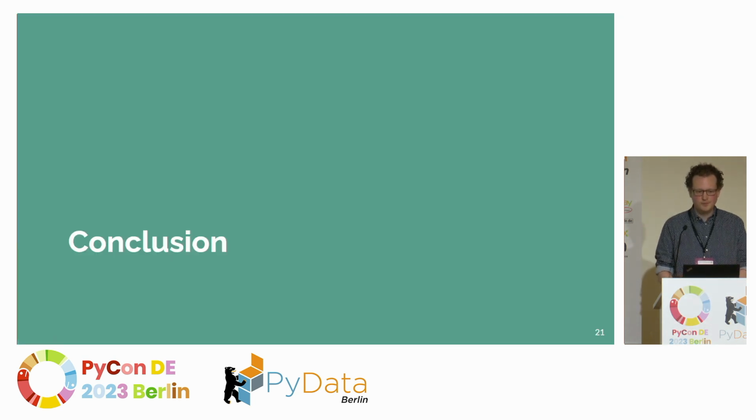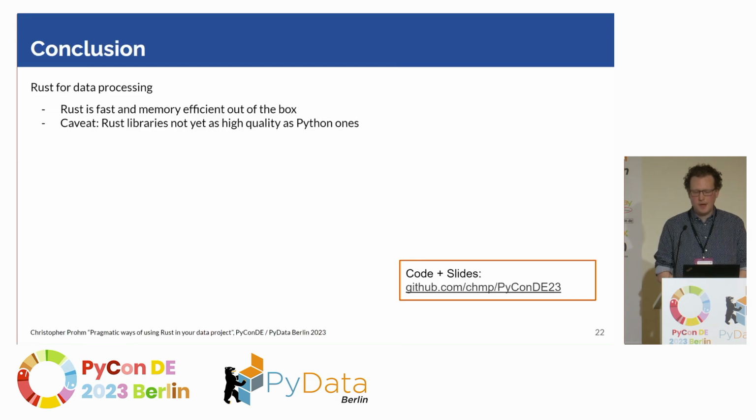So let me conclude. I tried to show you a little bit how to use Rust for data processing, at least a first glimpse of that. In principle, Rust is fast and memory efficient out of the box. That's not always the case. There are some simple ways to shoot yourself in the foot, but overall, the naive implementation is already fast quite often.